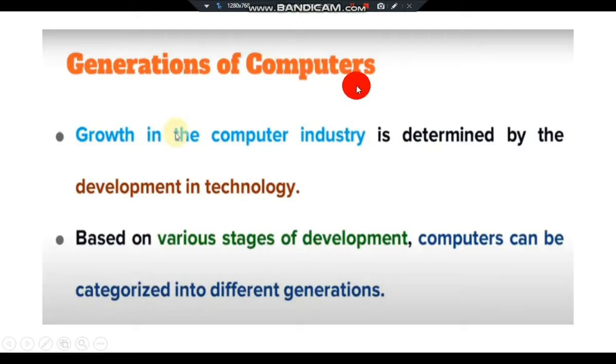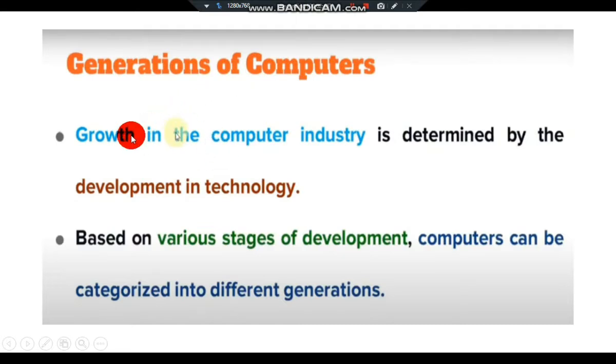Based on their development technology. What are the technologies used to develop the computer? That is the size, storage, processing speed. Based on that, we can classify the computers into 6 generations.